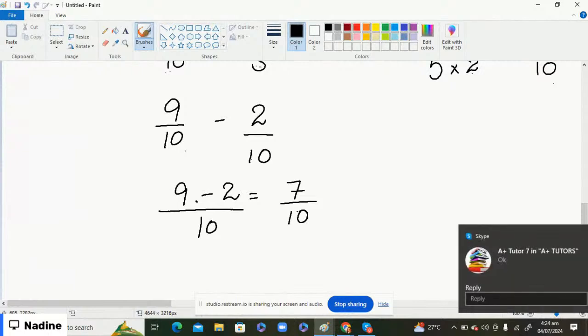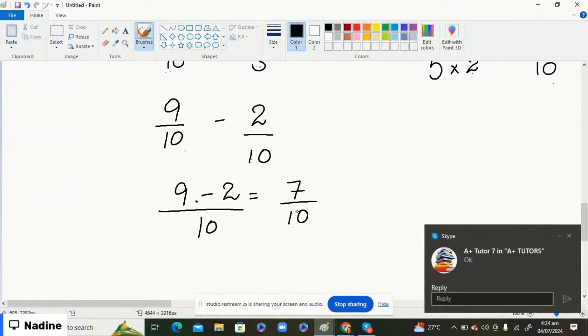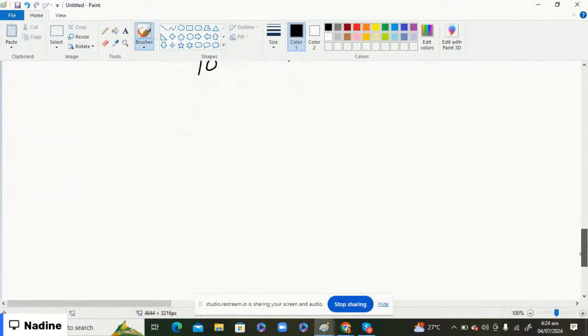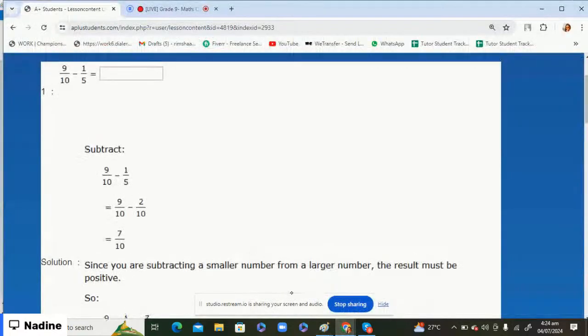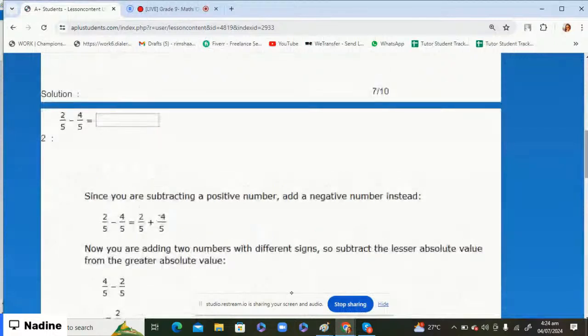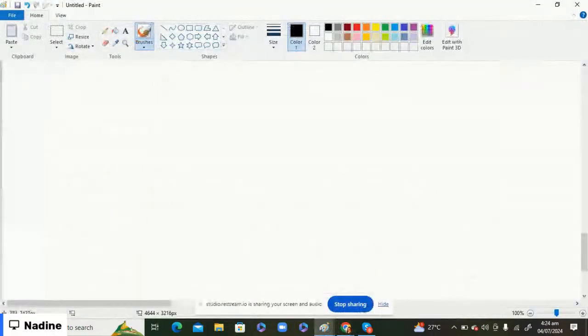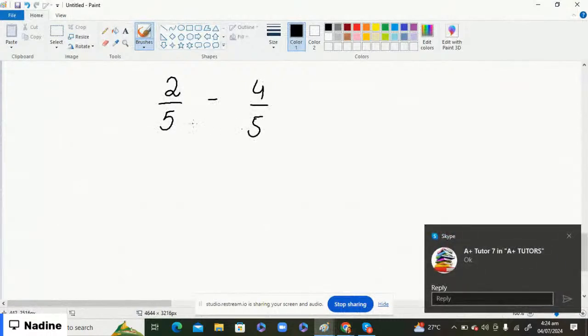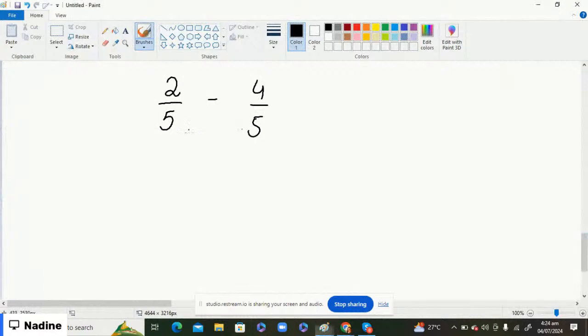One more question for that. So for that, I'm going to use one more question from here. Okay, 2 by 5 minus 4 by 5. Look at here, this is simple. These both are the same denominator. So here you are going to put 5. This is 2 minus 4. Now 2 minus 4, what is the answer?